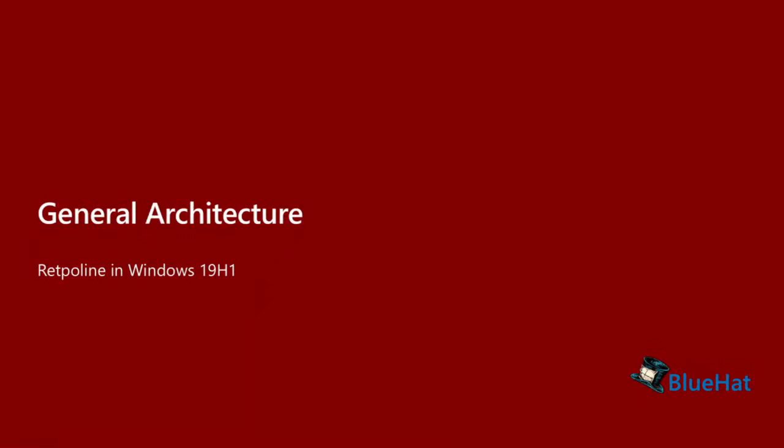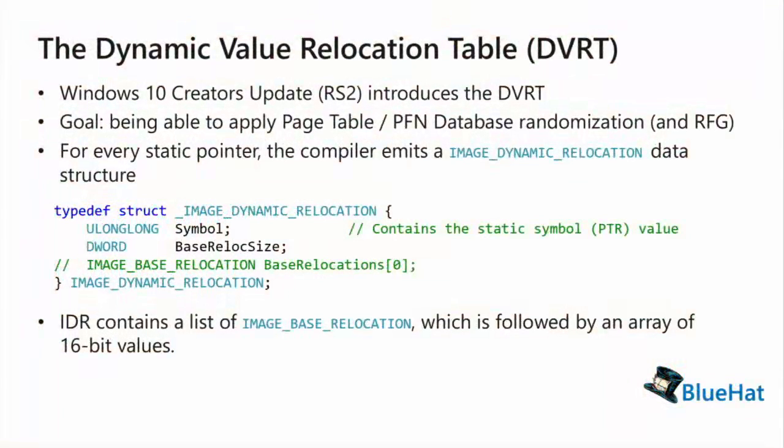Okay, let's talk about how we implemented this in Windows. From RS2, the Windows 10 Creators Update, we introduced something called the DVRT, the Dynamic Value Relocation Table. It was originally used for moving the PFN database and the page table. So every time you boot up your computer, the page table and the PFN database are in different positions in the virtual address space.